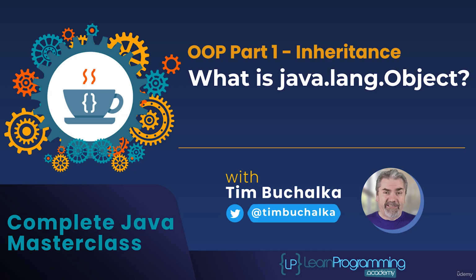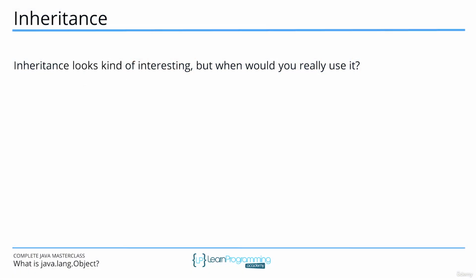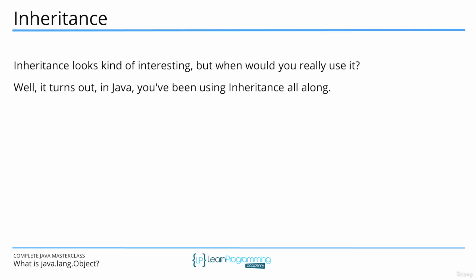In the last couple of videos, I introduced you to inheritance and how it works with a class hierarchy. I talked about the base class, also called the superclass, and subclasses. I also demonstrated overriding methods and gave you a quick look at how inheritance plays into polymorphism in Java. Maybe you're thinking that inheritance looks kind of interesting, but when would you really use it? Well, it turns out in Java you've been using inheritance all along without even knowing it.